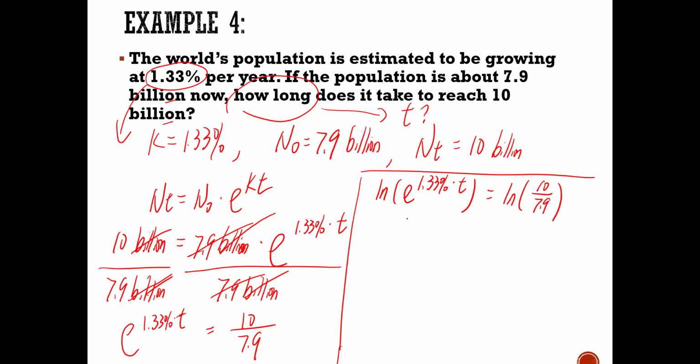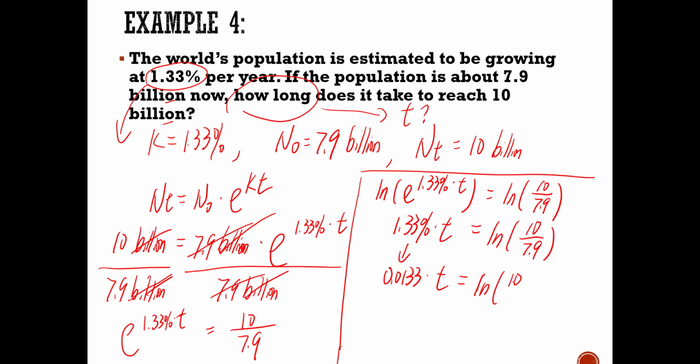So this whole thing gets cancelled, and we end up with 1.33% t on the left, ln of 10 over 7.9 on the right. Now the very last thing: you want to turn the 1.33% into a decimal number, 0.0133. Then we divide both sides of the equation by 0.0133. Cancel that, and t is by itself. Let's see how many years that is.